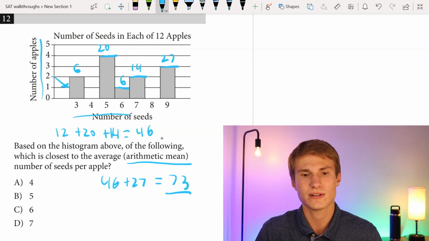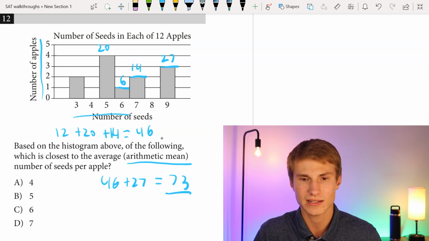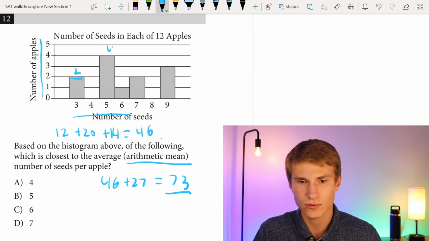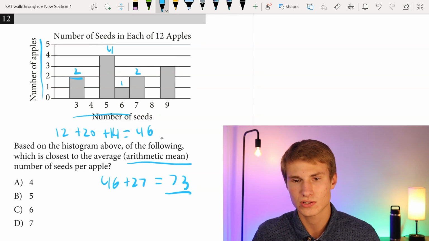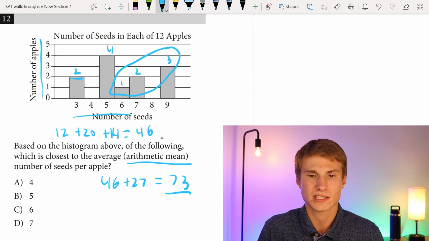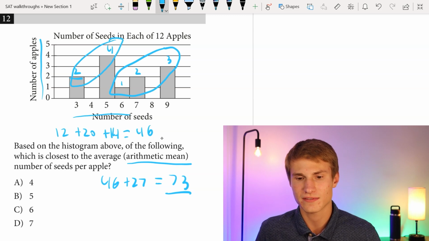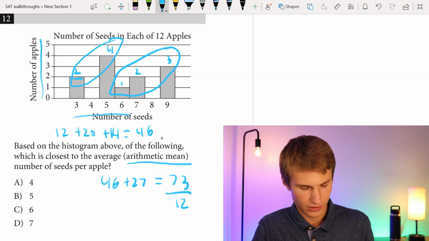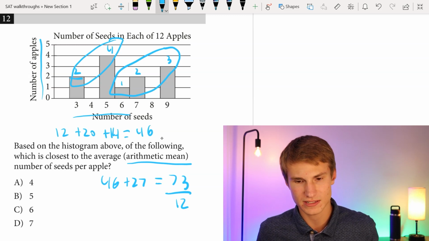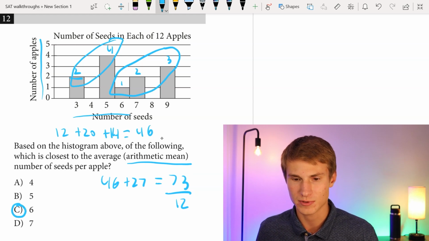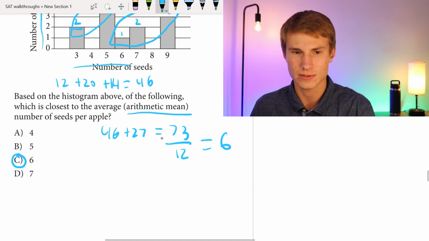So now I've got 73 divided by my number of apples. My number of apples is 2 plus 4 plus 1 plus 2 plus 3. I can group these together: 3, 2, and 1 give me 6, and a 4 and a 2 give me 6. So I'm going to have 73 over 12. I can plug that into my calculator, and it gives me right around 6.08. So the closest to that average is 6. So I'm going to have 6 seeds per apple.